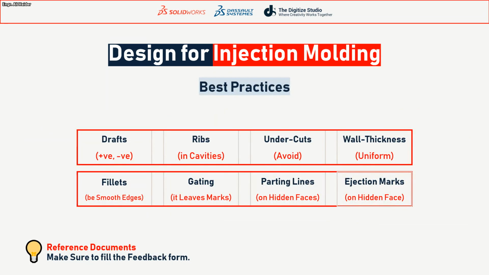And then we have wall thickness. It must be uniform. As I talked about earlier, we must have a uniform wall thickness throughout our plastic part model in order to get it ready for injection molding. And then for the fillets, we must ensure that fillets are applied on all the corners, because we want smooth edges. Sharp edges will hinder the smooth flow of the molten metal into the molds.